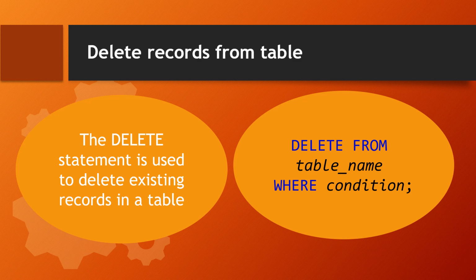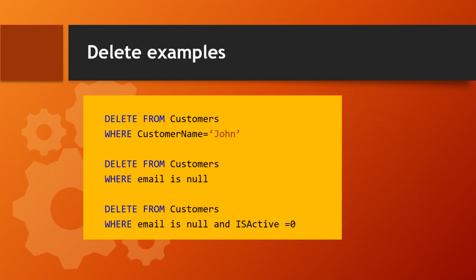So here is the syntax of how to delete a record, how to delete data from the table. The delete statement is used to delete existing records or data from the table. And the syntax is at the right side: delete from table name and then where condition, whatever you want to apply on your data, means your filters. Let's see how it works with the help of examples.